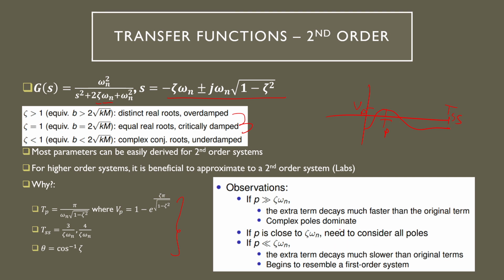And if they're close, then you can't really make an approximation. You will have to consider everything, and then it becomes a bit more complicated to model. Of course, the closer you get to zeta omega n, the worse this approximation of turning the third order system to a second order system gets, because when you add a pole, you make it a third order system.